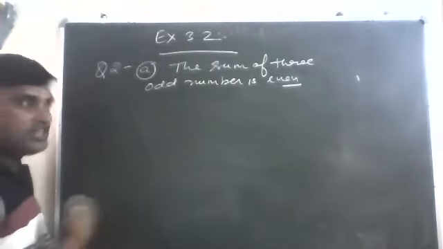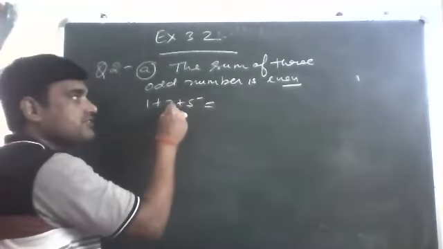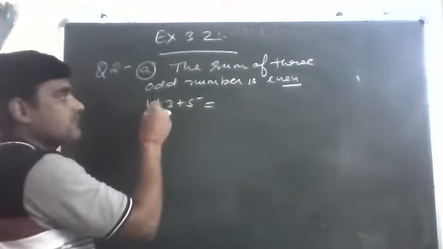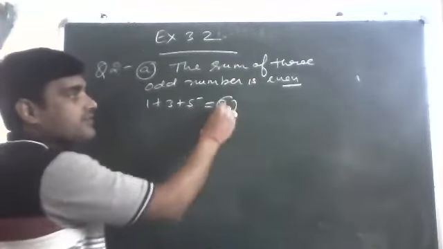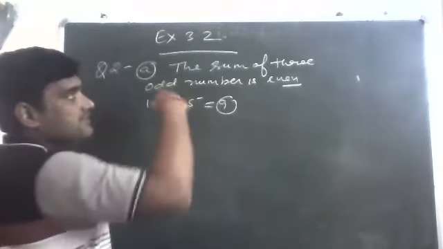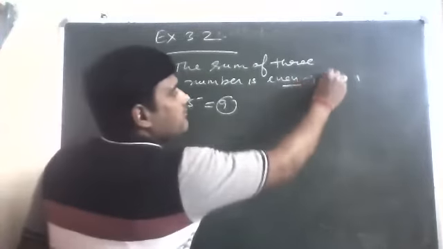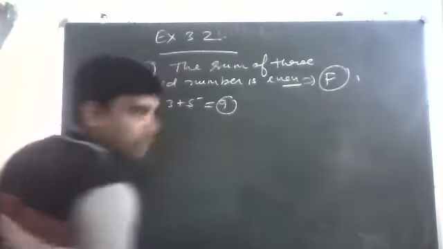Here we take 3 odd numbers, 1, 3 and 5. When we add 5 plus 3, 8, 8 plus 1, 9. Here you see that we get an odd number. But the statement is the sum of 3 odd numbers is even, therefore it is false. We write F for false.